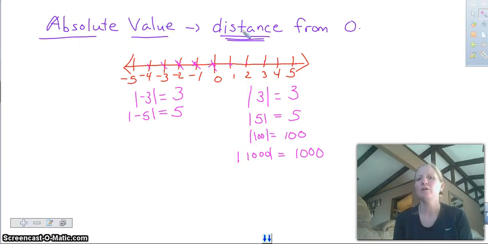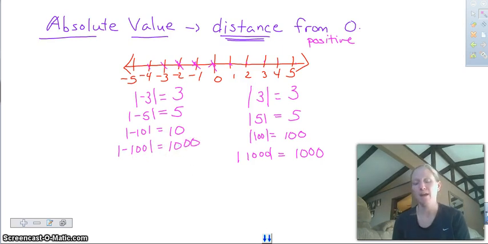Absolute value, the distance from 0, is always positive, never negative. Absolute value is positive. So the absolute value of -10 is 10. The absolute value of -100 is 100. Okay? That's how we take absolute value.